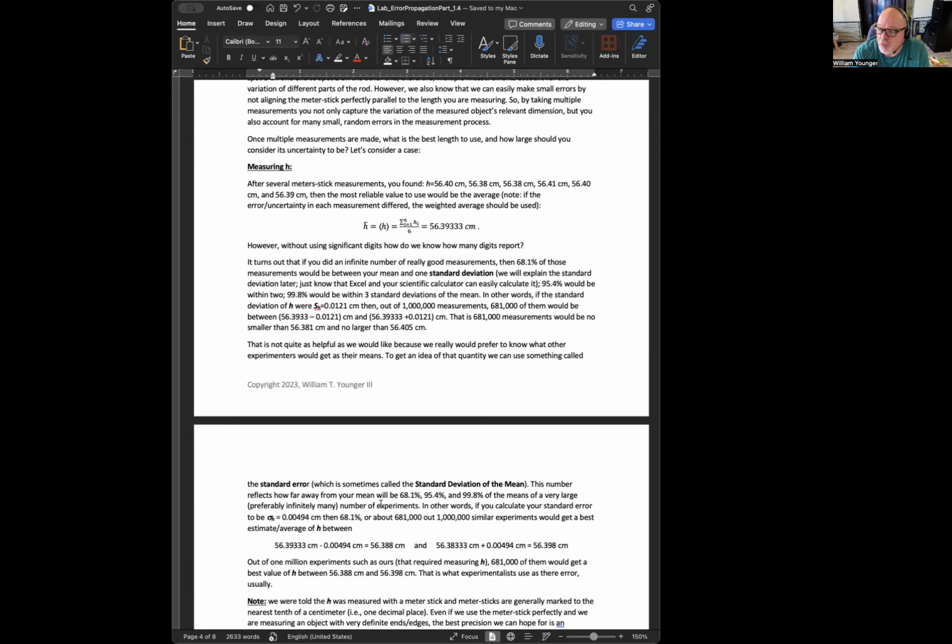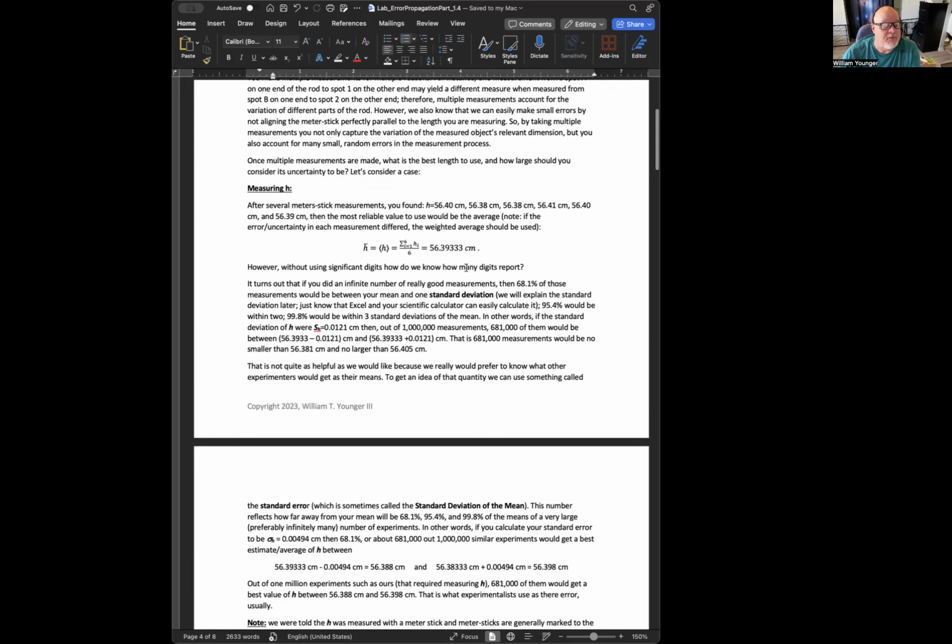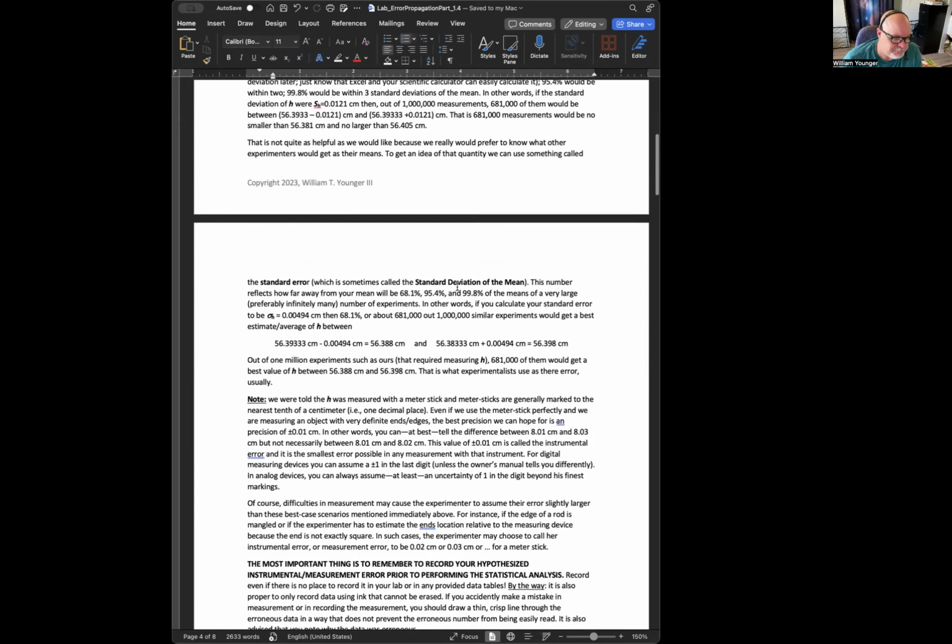So that's where we choose to round off the mean. For instance, in this case, the standard error was 0.00494, which we would call 0.005, because clearly that 9 is telling us that this digit should be a 5. So 0.005 is the uncertainty, and that means that we should round our mean to the thousandths place, not to the hundredths place, like the significant digit rule said. So specifically, we would report this number as 56.393 plus or minus 0.005 centimeters. So that's the way you do it.